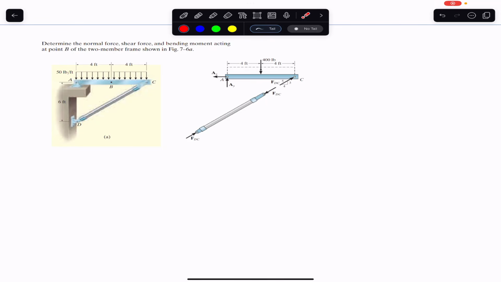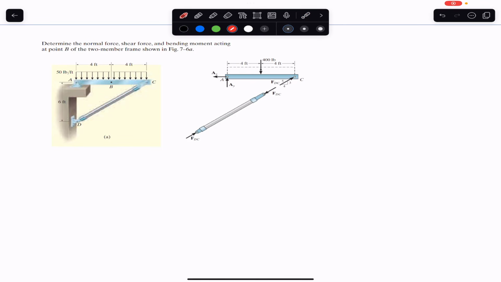Before going to solve this problem, we need to find the support reactions at A and D. But if we determine the reactions at A and the support reaction at C, since we are going to find the internal forces at B, that will be sufficient. There is no need to find the reactions at D. So we will find the force applied by this DC member on this AC, and we will find the reactions at this pin support at A.